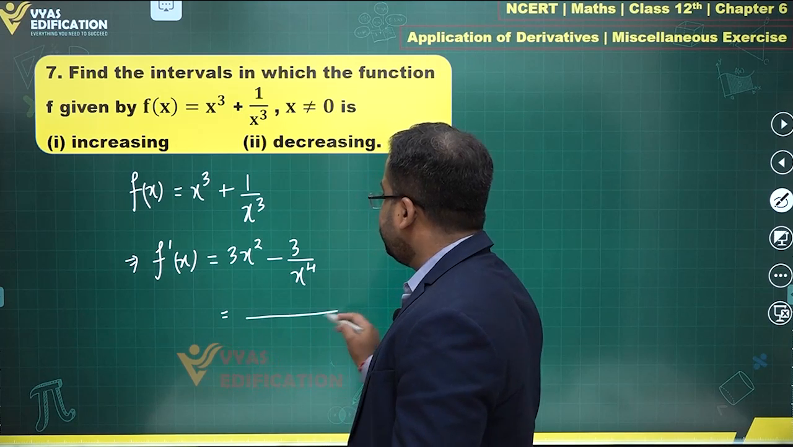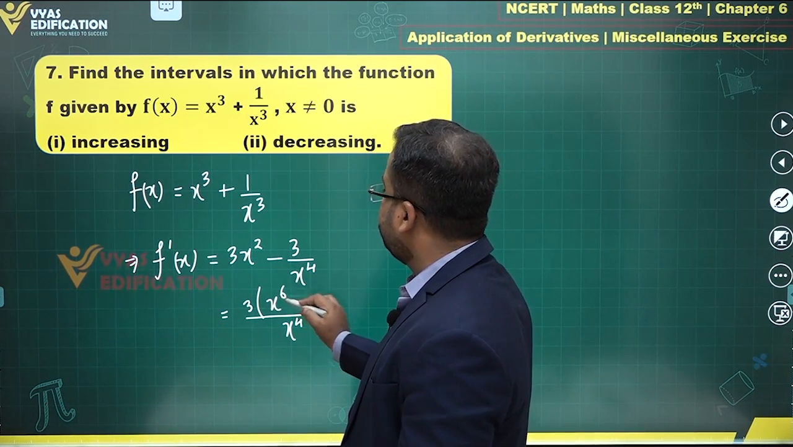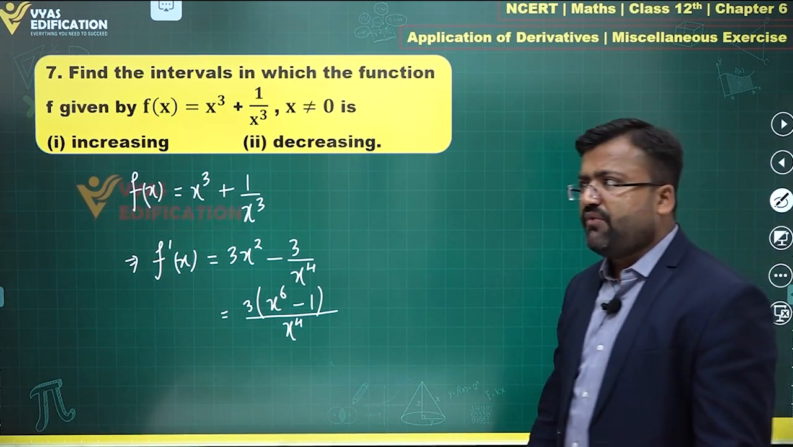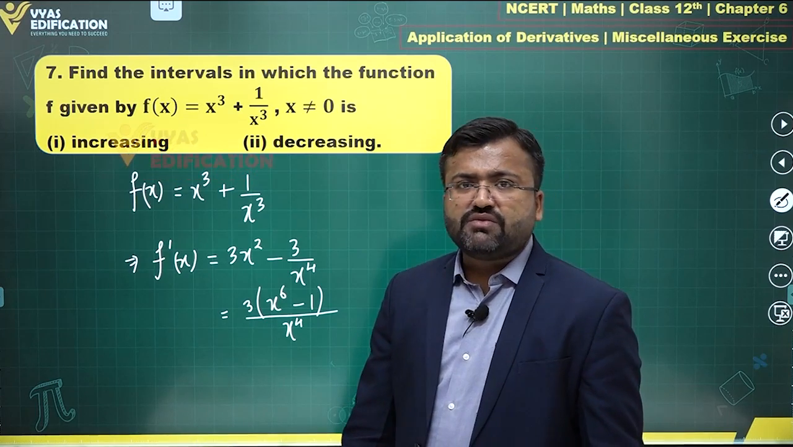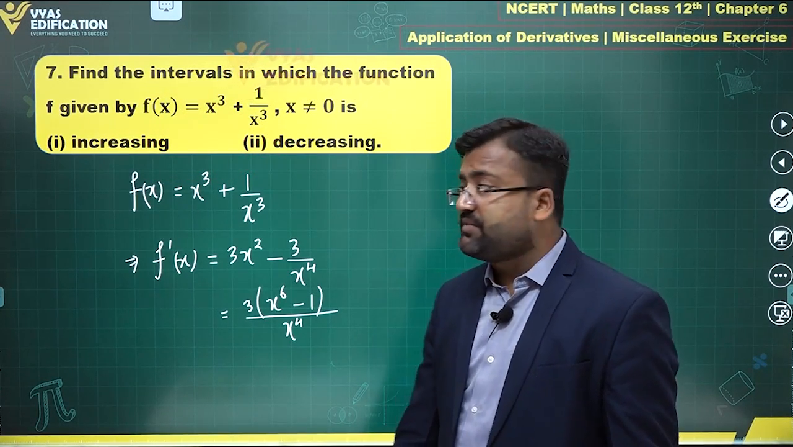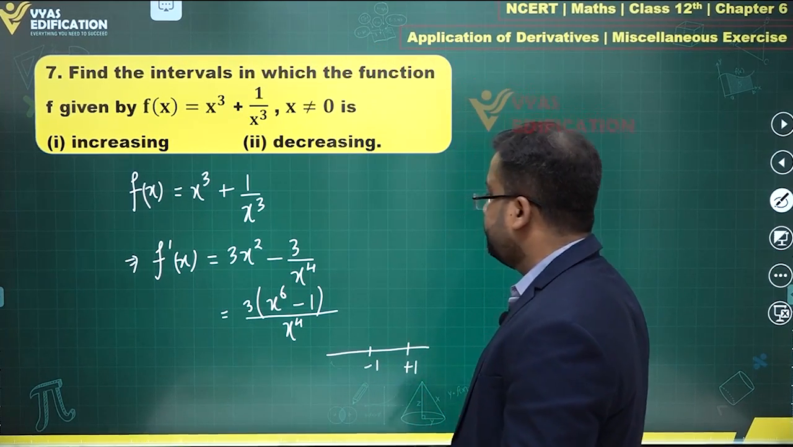Okay, and let's take the LCM x^4. Let's take a 3 common outside. This becomes x^6 - 1, right? Okay, x^6 - 1 can be factorized as (x^3 + 1)(x^3 - 1), and that will give me (x - 1)(x + 1). Two critical points, -1 and +1.